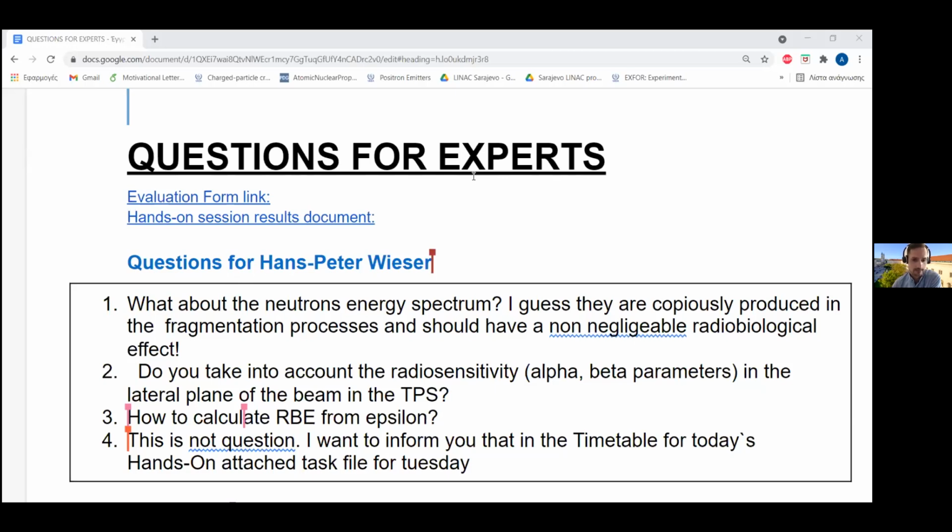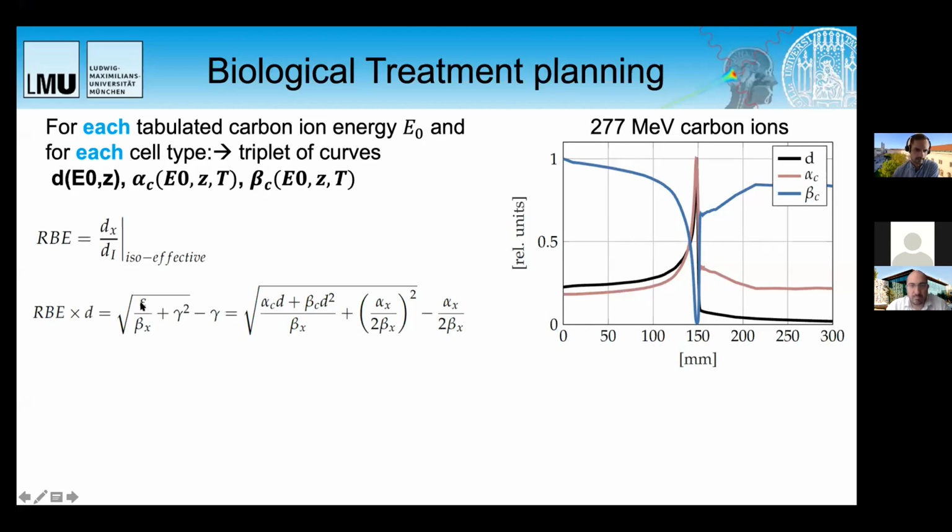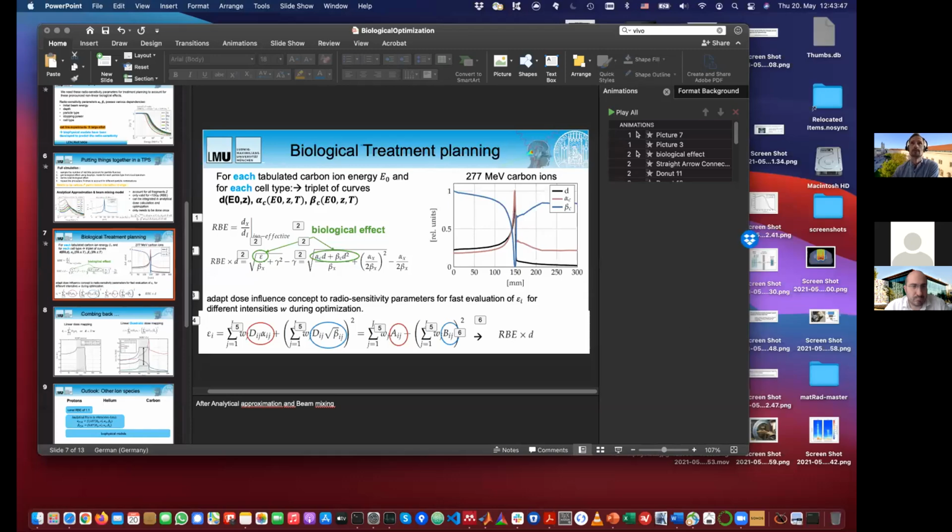How to calculate RBE from epsilon? So the epsilon is the biological effect, and maybe I can just throw in my slide one more time. So here you have the biological effect. This is the epsilon, and then let's move over to this equation. Here we have the biological effect divided by beta x. Apply this term, and later on you subtract this term. But these are all constants, so to say. Alpha x is 0.1 and beta x might be 0.02, and that's it. So this is straightforward, so to say.